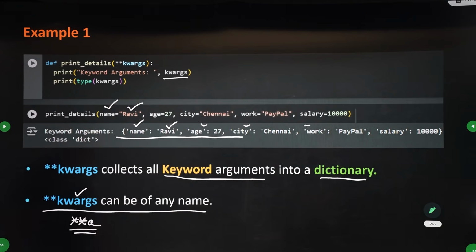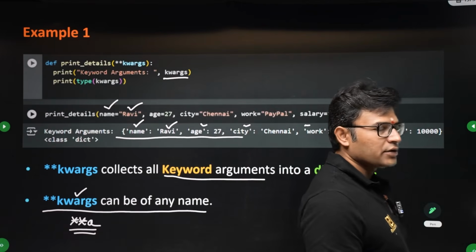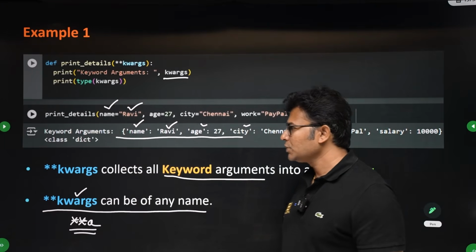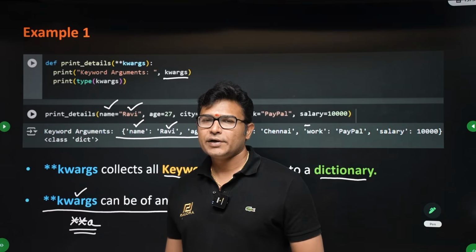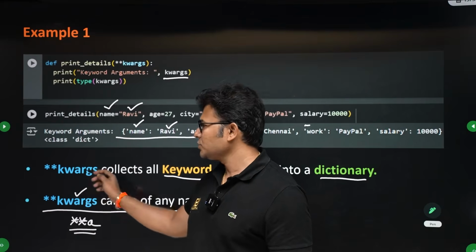You need not write star kwargs all the time. But in industry, it is a standard that you use star args and star kwargs. If you are a professional and you are trying to write code that goes into production, don't use other names, just use star kwargs.